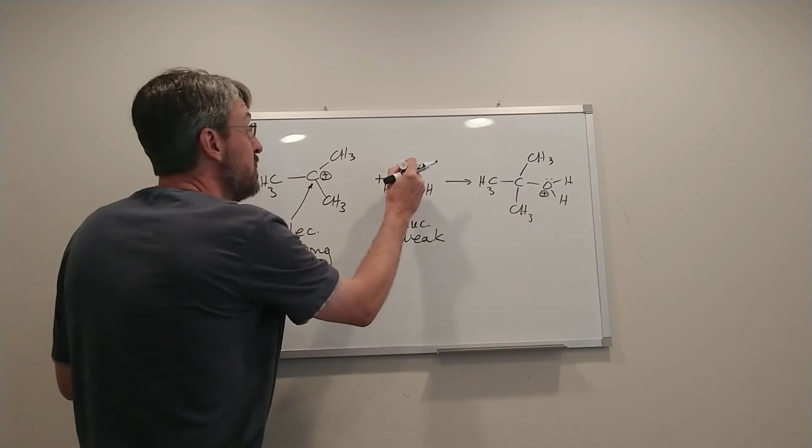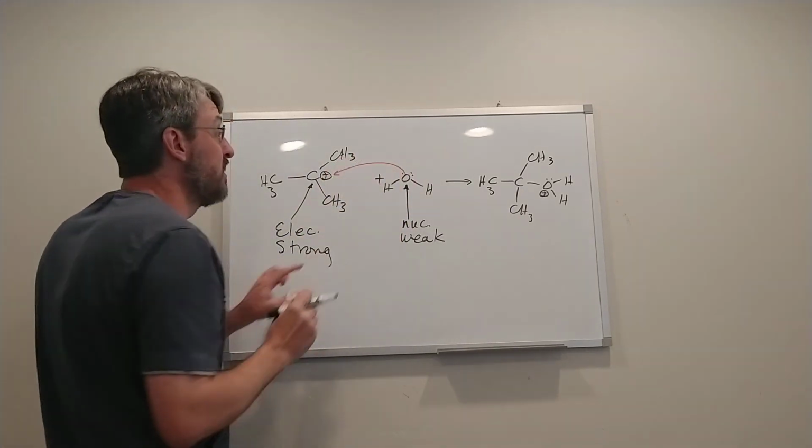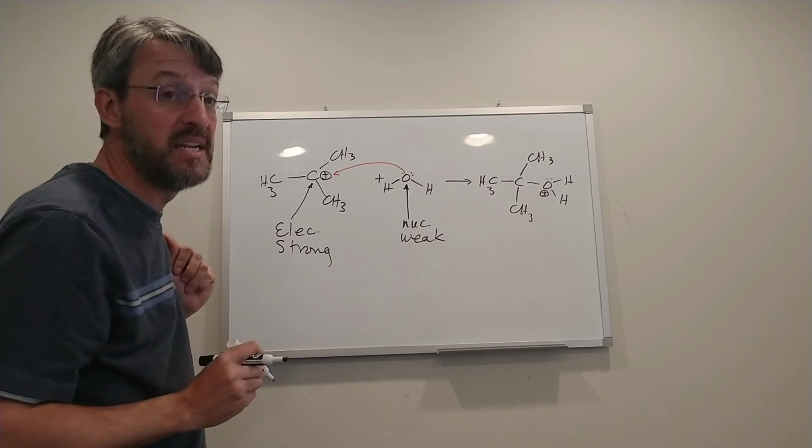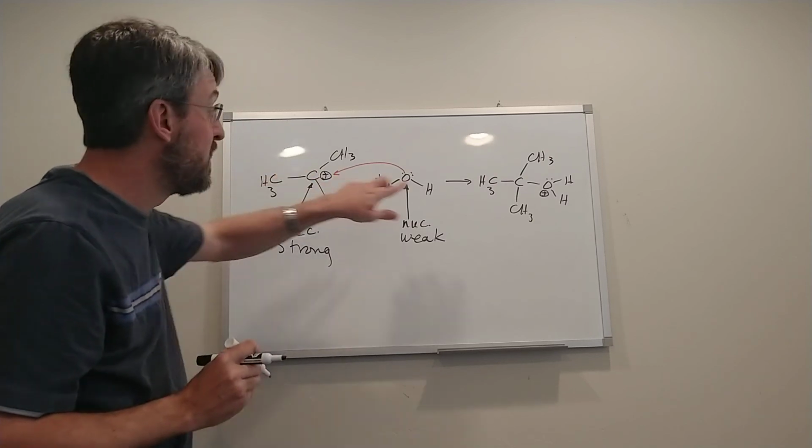And so in this case, there's simply one arrow. That pair of electrons from the oxygen on the water forms a bond to the carbon. And in doing so, this carbon now has its 4 bonds.